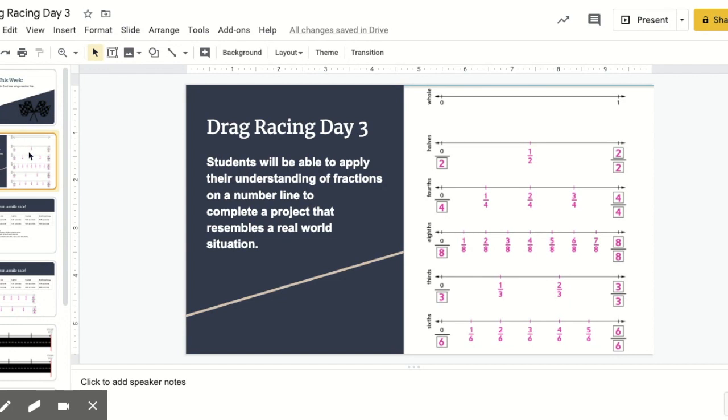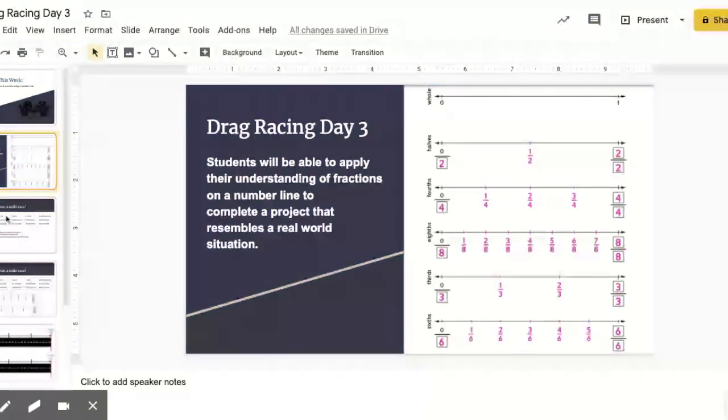So sometimes in math we're wondering, why in the world are we learning about fractions? When will I ever use this in real life? But in this problem, you'll see exactly how you can use fractions in the real world, okay? So it's important to familiarize yourself with this fraction number line poster because it is a good reference point as we continue to work on our drag racing problems, okay?